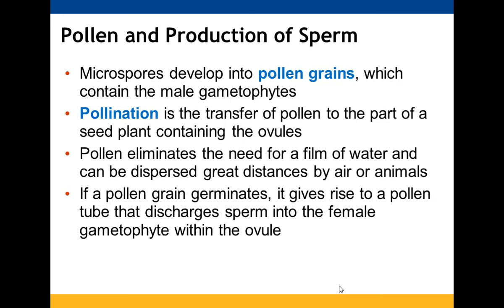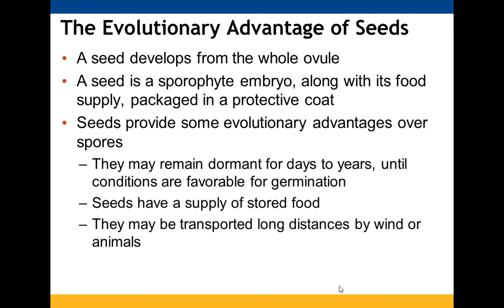The pollen makes it so that we don't need the water so much, and we can use air or animals, aka birds, to help make the pollen travel. And if that grain is able to germinate, it gives you the pollen tube, which will allow the sperm to go into the female gametophyte and allow that seed to be able to grow into a new plant. Okay. The seed develops from the whole ovule. Why are seeds so helpful?